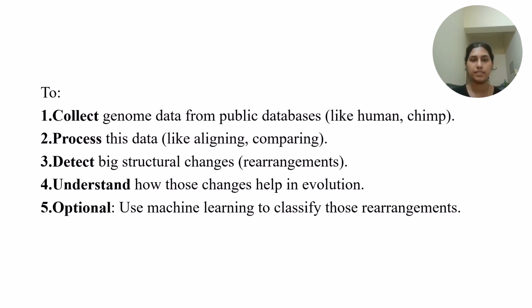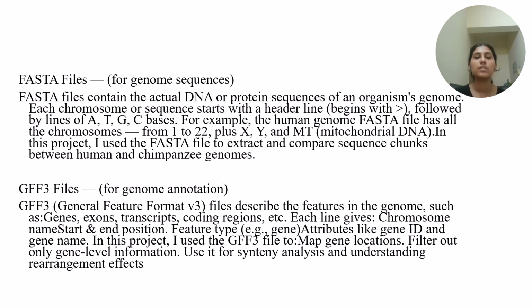Here we'll be collecting the genome data from datasets we'll download from websites, and then we'll do the pre-processing. Then we'll detect the big structural changes, and then we'll understand them. I downloaded two kinds of files, FASTA files and GFF3 files. FASTA files contain raw DNA sequences, and GFF3 files have the information about where the genes are located on the chromosome.